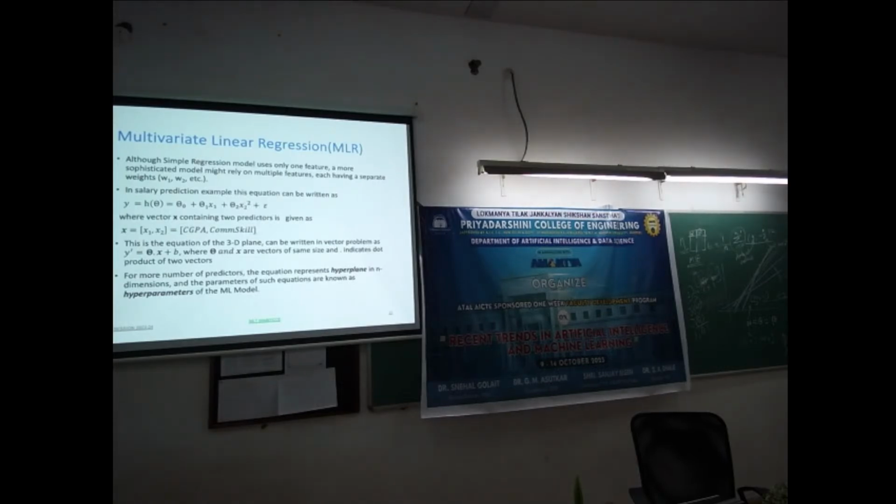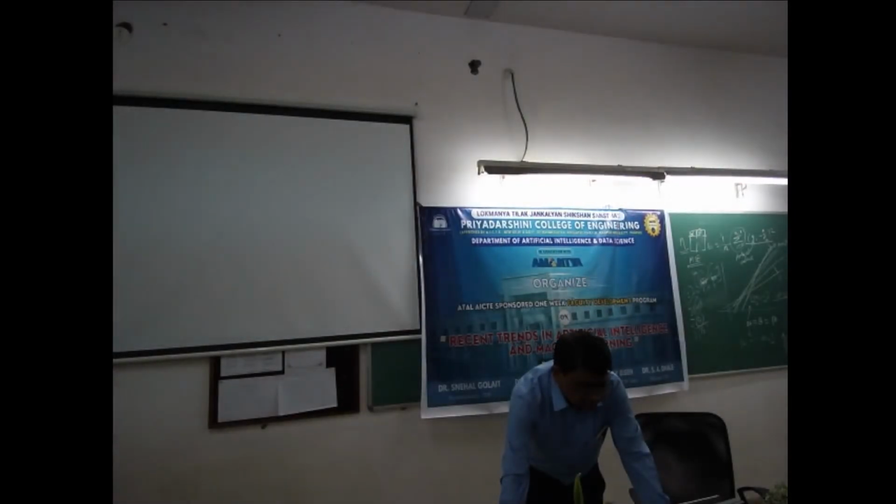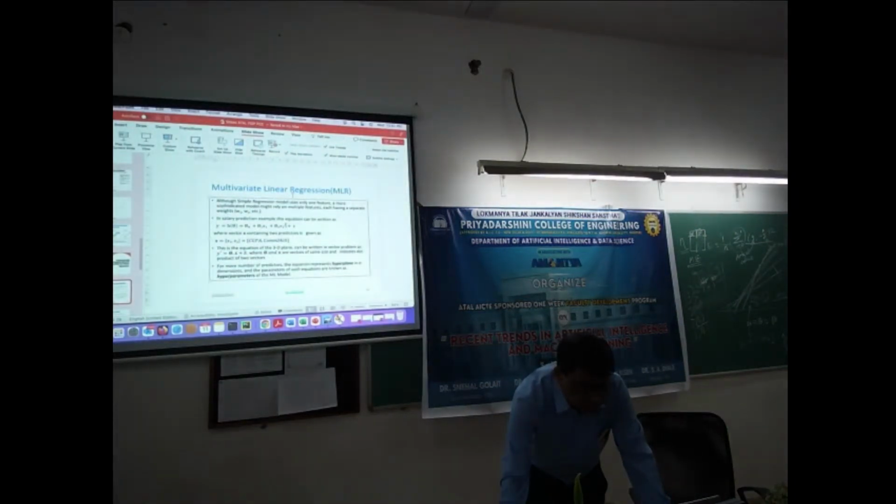So how will you write that equation? Theta 0 plus theta 1 into x1 plus theta 2 into x2. So x1 and x2, okay, that square is by mistake. It should be only theta 2. So y is equal to theta 0 plus theta 1 x1 plus theta 2 into x2, plus epsilon. So that is a noise. The square was there by mistake, because otherwise it becomes polynomial regression.